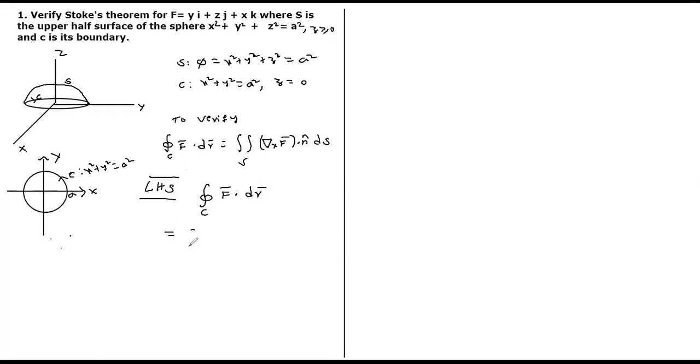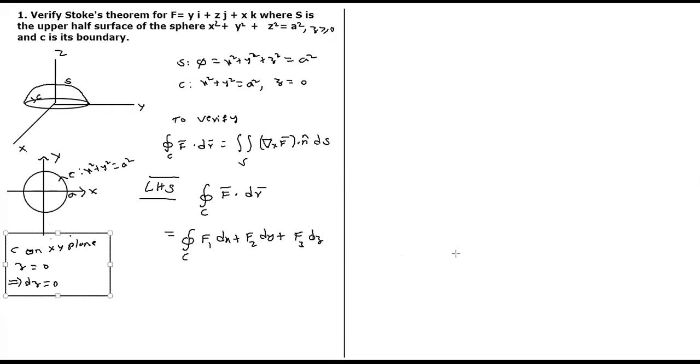But what is f bar dot dr bar? f1 dx plus f2 dy plus f3 dz. Now where is this C? Your C is on the xy plane. Whenever C is on the xy plane, z equal to 0. When z equal to 0, what will be dz? dz will be 0. Can you see this? For curves lying on the xy plane, z will be 0, therefore dz will be 0.